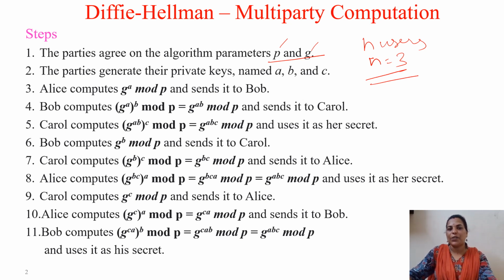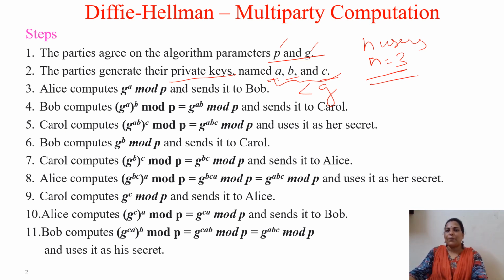Then the parties generate their private keys. So here we are having only 3 parties, so 3 private keys are there. Alice's private key is A, Bob's private key is B, and Carol's private key is C. While choosing the private key, we have to use one condition: the private key must always be less than G. What is G? The primitive root of the prime number P. So this condition we always have to follow while choosing the private key values.